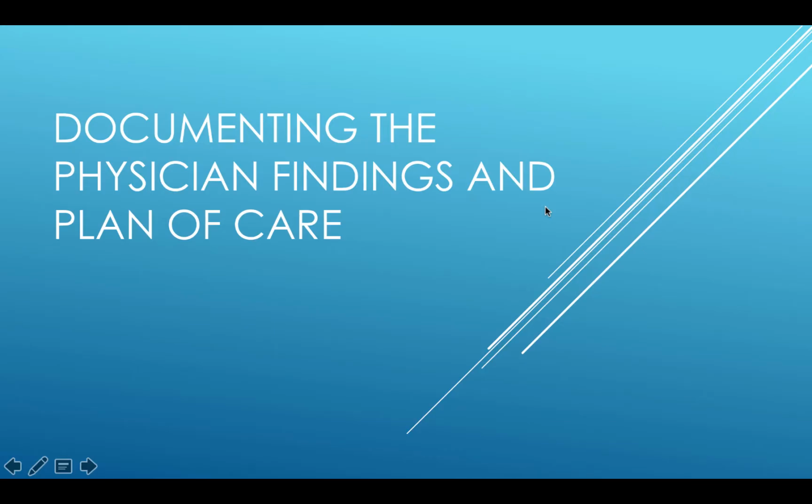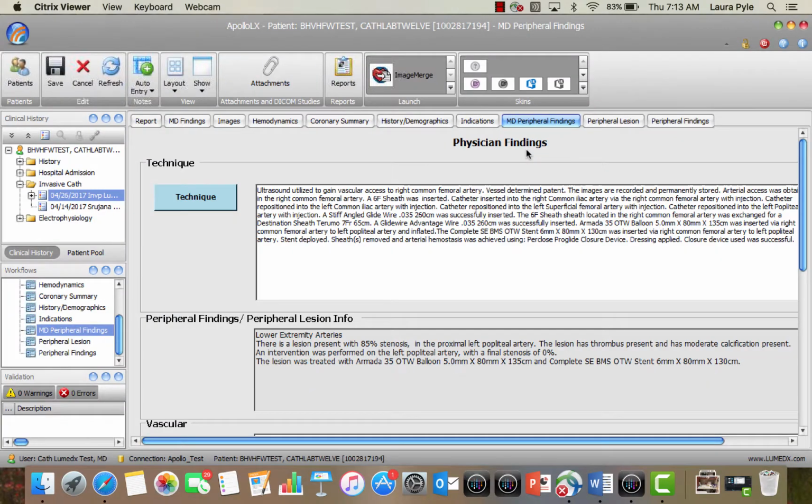Documenting the physician findings and plan of care. To document your findings for a peripheral case, please click the MD Peripheral Findings tab. The first 3 sections on the screen are information that the monitor has documented during the procedure. This information will display on the physician report. The grayed out box contains the peripheral findings and lesion information.